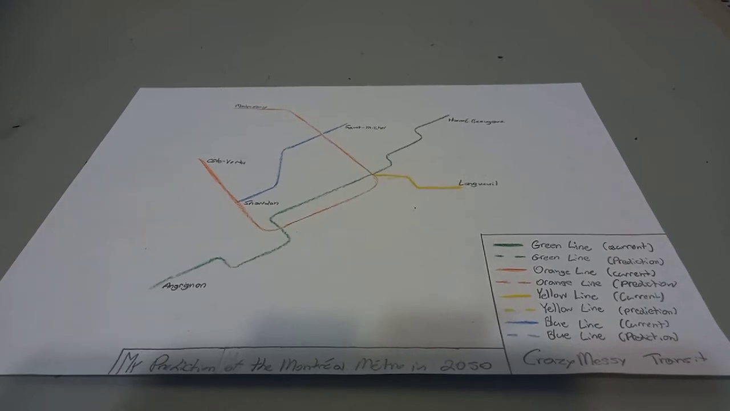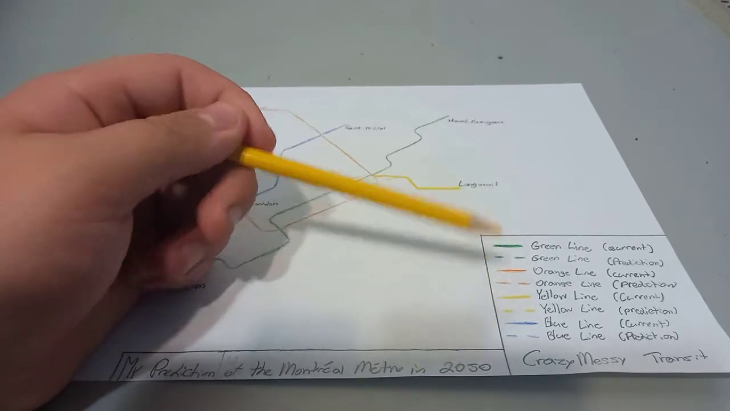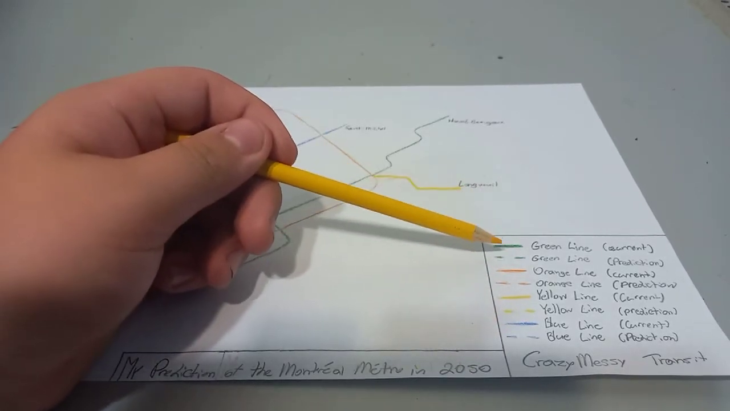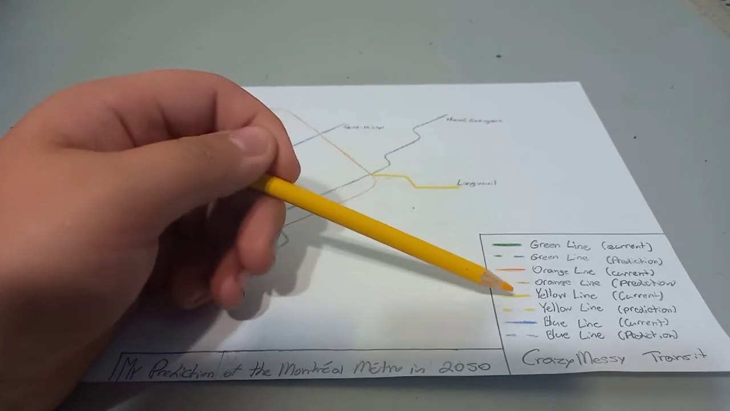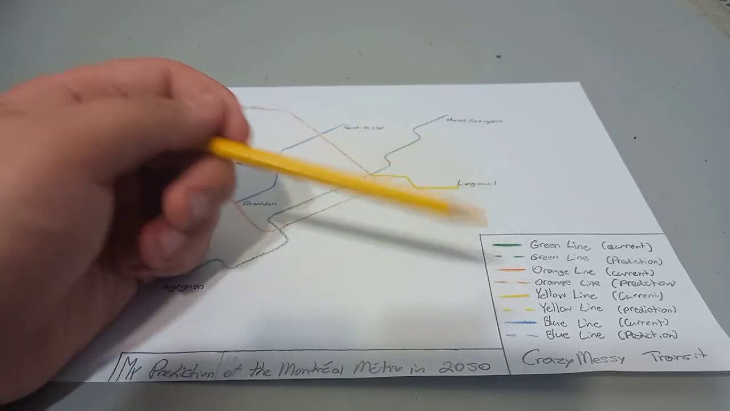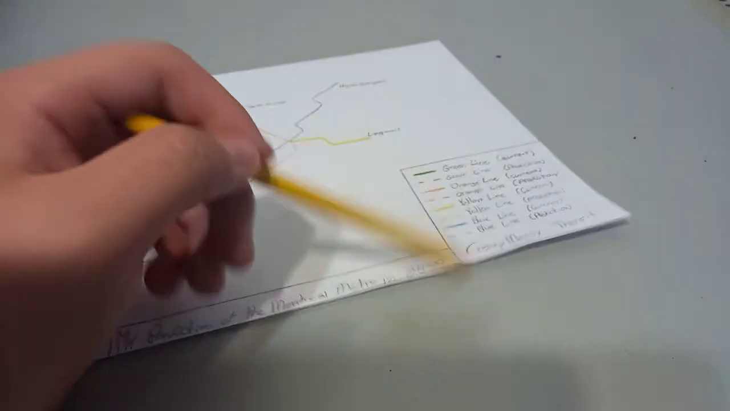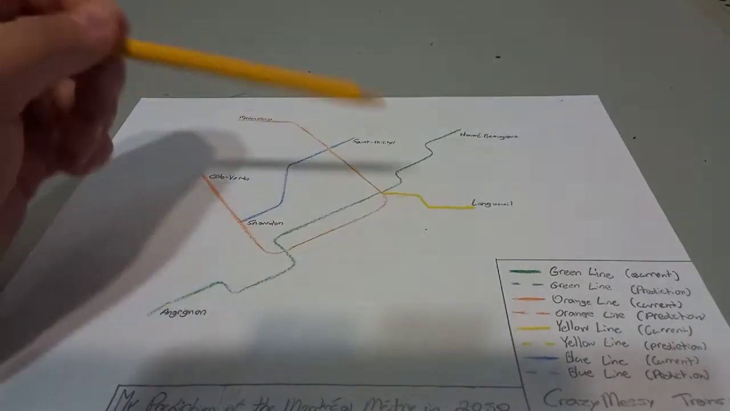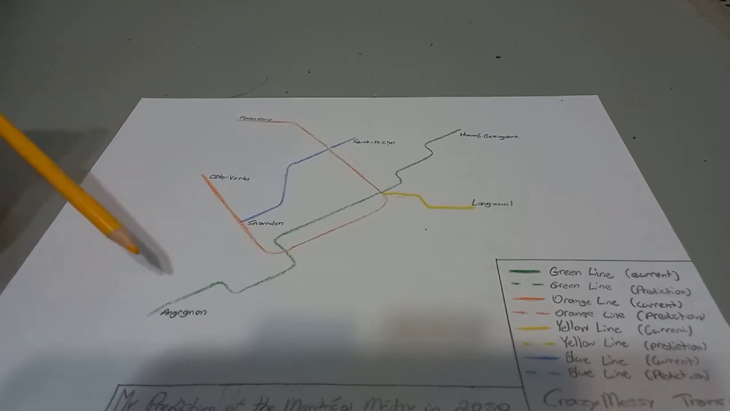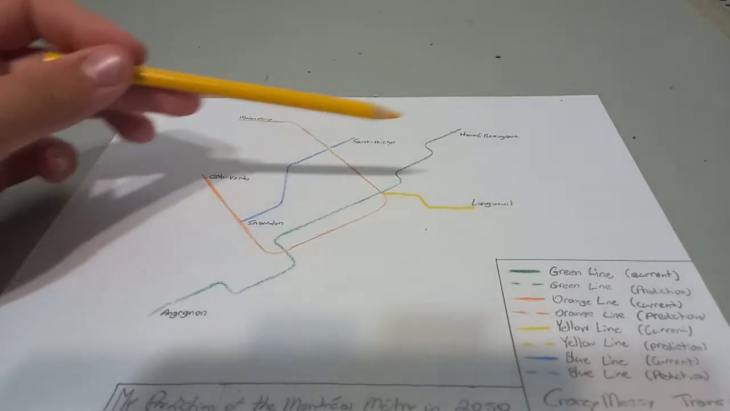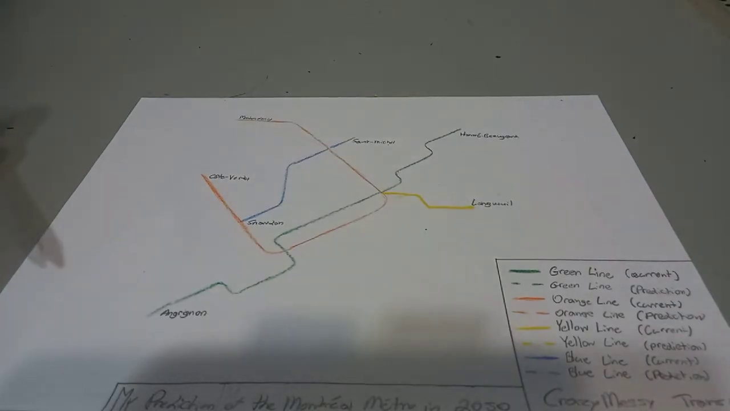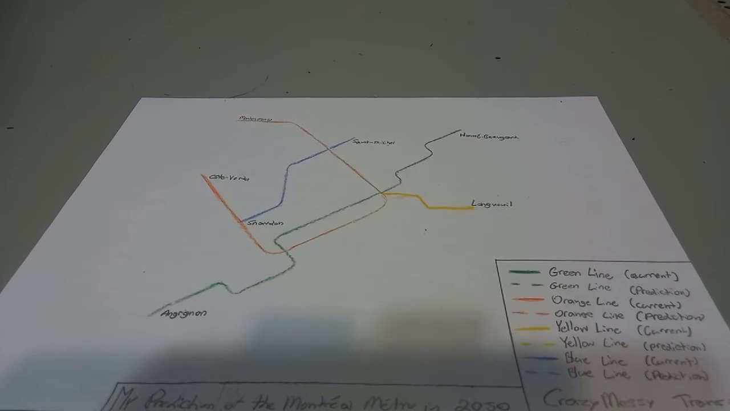Anyways, here's your legend. The two green lines are the current ones. If you see the dotted lines or the mini flashes, those are your key to knowing that it's my prediction. You can already see I already drew the map, and I have all the names, such as Angrignon, Snowdon, Côte-Vertu, Montmorency, Saint-Michel, Henri-Bourassa, Longueuil. You get what I mean, right? Also, I forgot to add Barrie, but who knows? We only live once, right? Actually, you know what? Let's add Barrie right now.